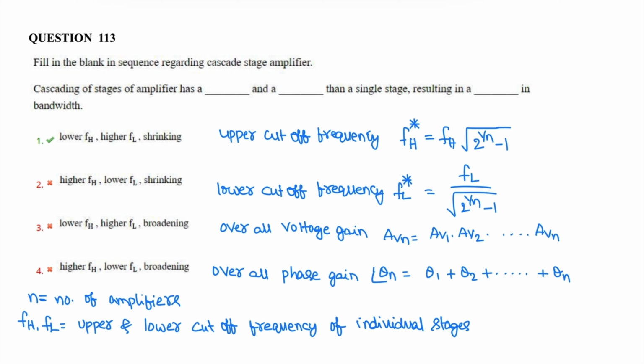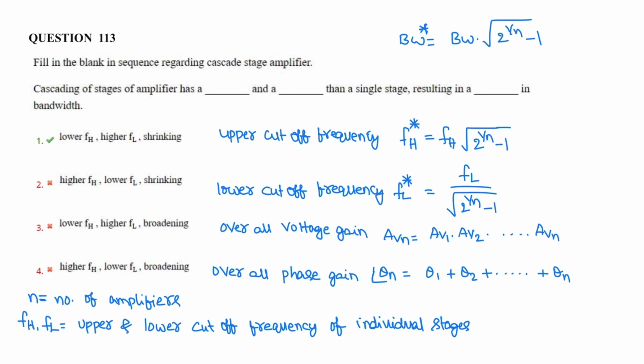In a cascading amplifier having n identical amplifiers in cascade, the upper cutoff frequency fh star is equal to fh into square root of 2 power 1 by n minus 1, and the lower cutoff frequency fl star is equal to fl by square root of 2 power 1 by n minus 1. Similarly, the bandwidth of an n stage amplifier is the bandwidth of an individual stage multiplied by the same factor. The voltage gain is the product of individual gains, and the phase is the sum of individual amplifier phases.